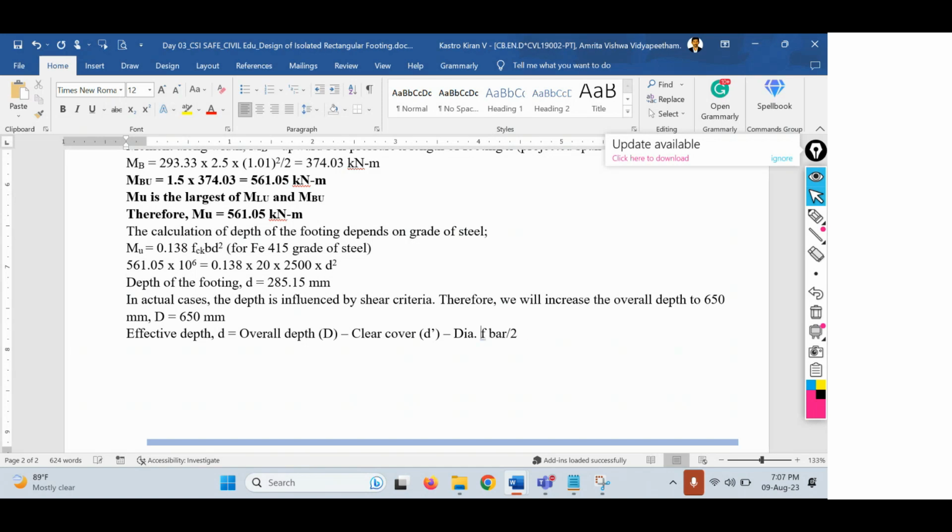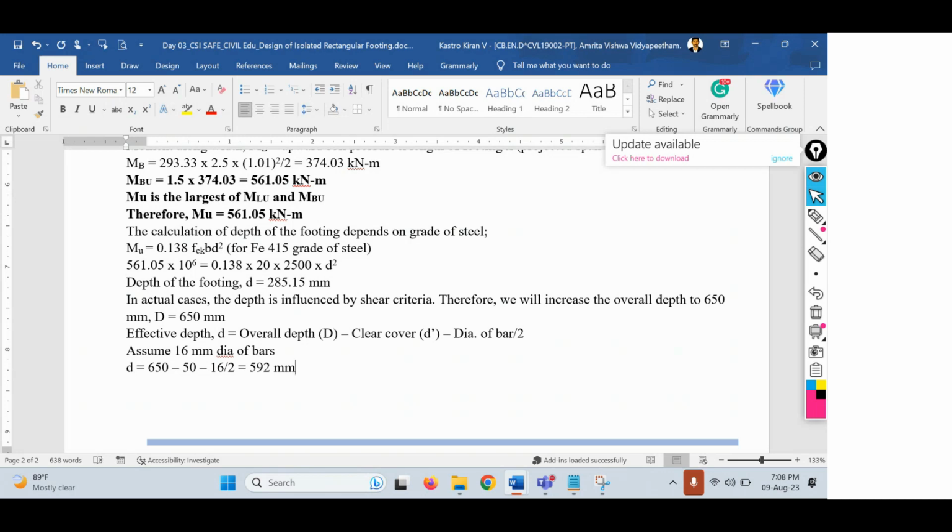Usually when you are designing foundations or footings, the diameter of bar is taken as 16 mm. Assume 16 mm diameter bars. Therefore the effective depth, small d, equals the overall depth of 650 mm minus clear cover. For footings, the clear cover is taken as 50 mm, minus 16 by 2, which is 8. So the effective depth will become 592 mm.